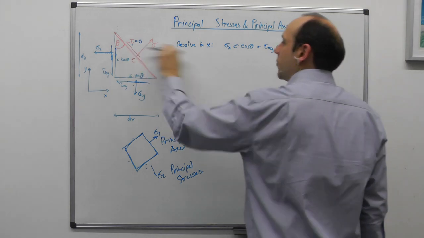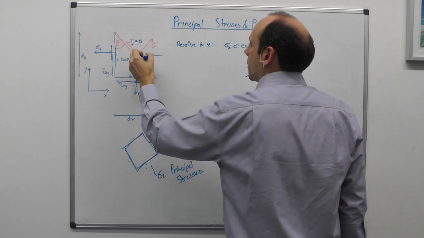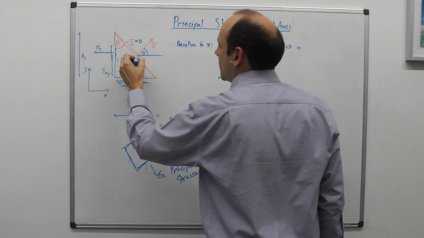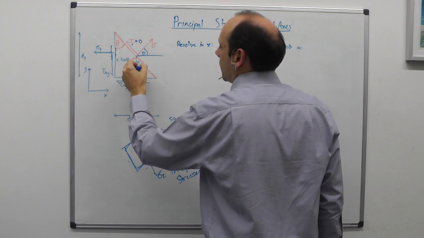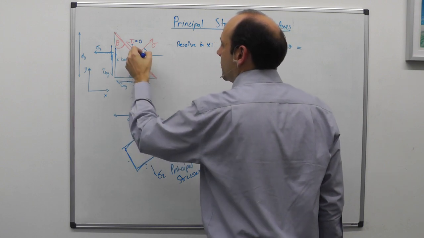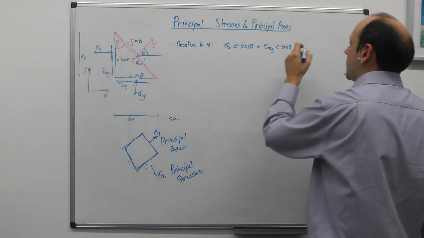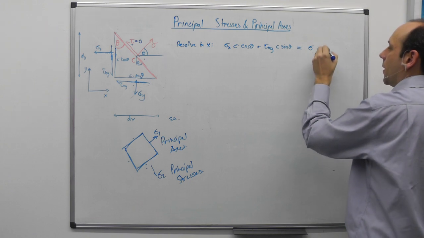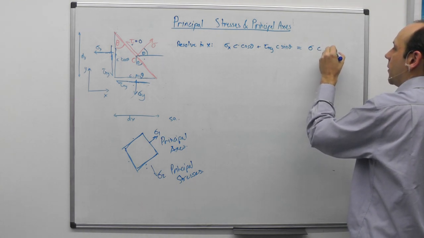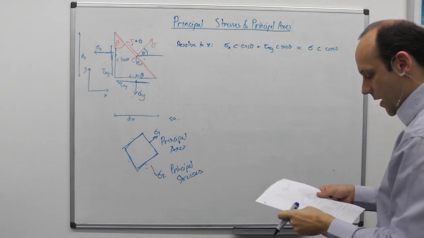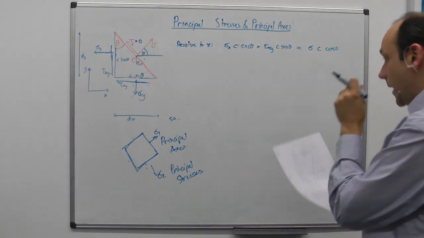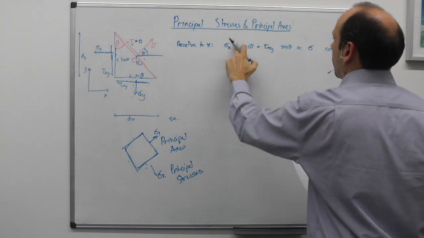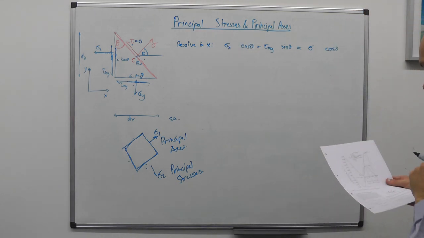And going to the right, we've got sigma resolved down by an angle theta. So if this is theta, this is 90 minus theta, that's theta again. So we've got sigma, the area it's acting on is c, and resolving it into the x direction, we get a cos theta. And therefore, we can then cancel the c's. That's very nice. And we've got an expression for sigma.